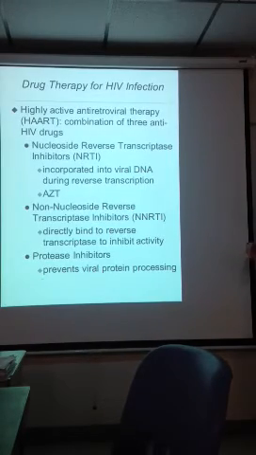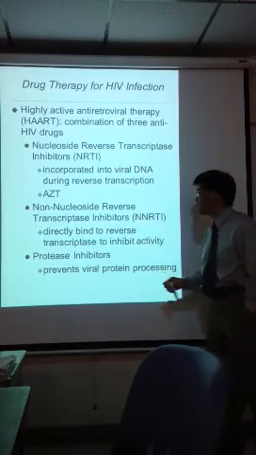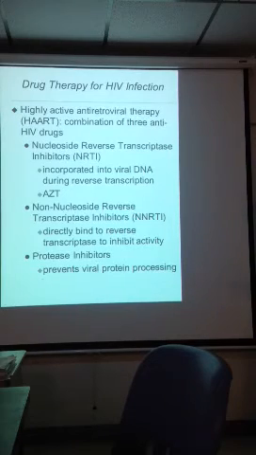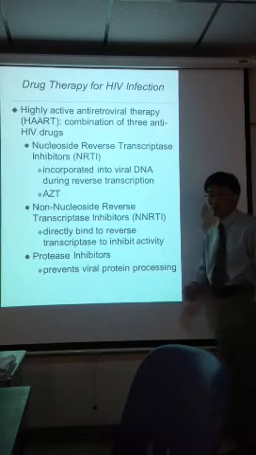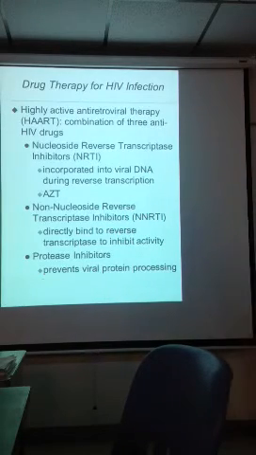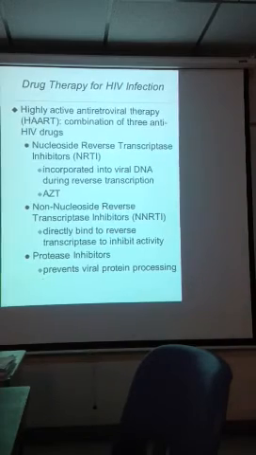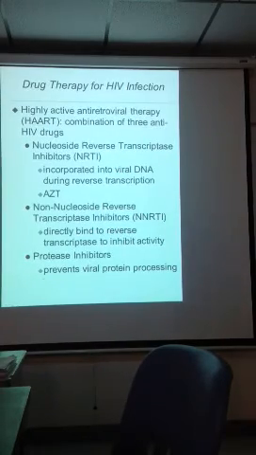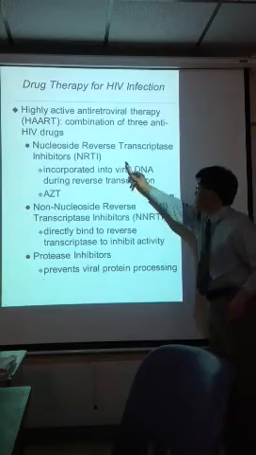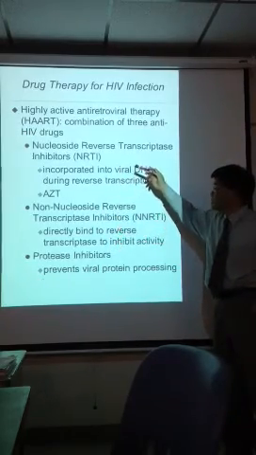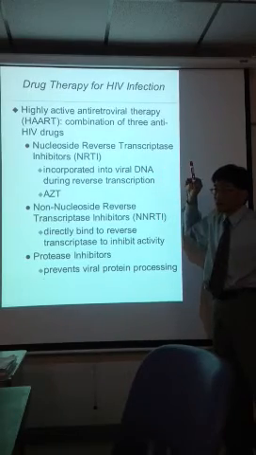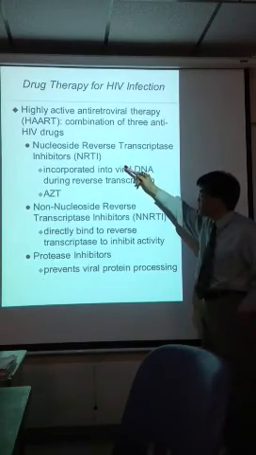There's also non-nucleoside reverse transcriptase inhibitors. These are direct inhibitors. These just directly bind reverse transcriptase. And then the third one are protease inhibitors. Right? That prevents viral protein processing. So HAART involves combining 3 drugs from these 3 different categories. Now there's more categories that we can use, but here are the initial 3.